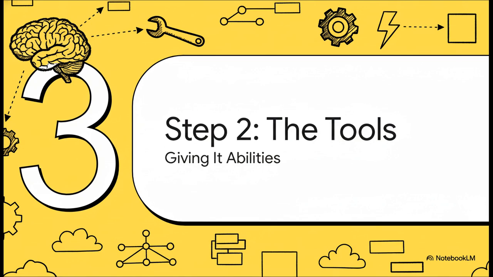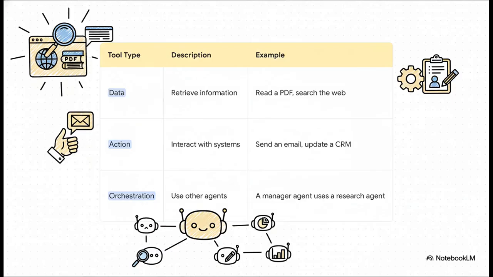This is where your agent goes from being just a thinker to a doer. Tools are what allow it to break out of that chat window and really interact with other systems. Broadly speaking, tools fall into 3 categories. You've got data tools, which let the agent retrieve information, searching the web or a database. Then there are action tools, which let it actually change things like sending an email or updating a customer record. And then there are orchestration tools, which are fascinating. They let one agent use other agents as tools, basically creating a team of specialized bots.